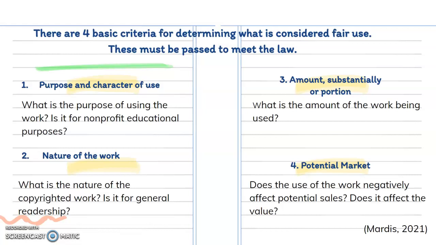And then the third thing that must be passed is the amount, substantially or portion. What is the amount of the work being used? The fourth thing that must be passed to meet the law is potential market. Does the use of the work negatively affect potential sales? Does it affect the value?